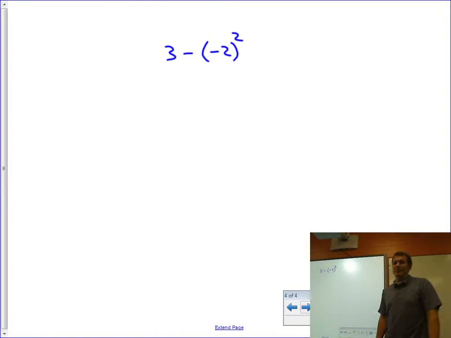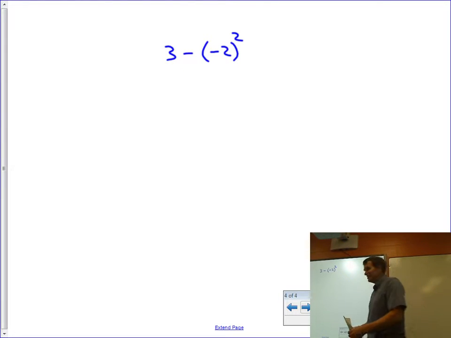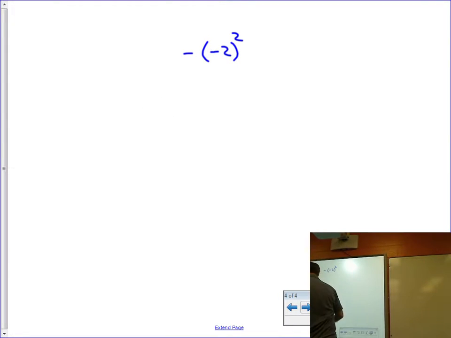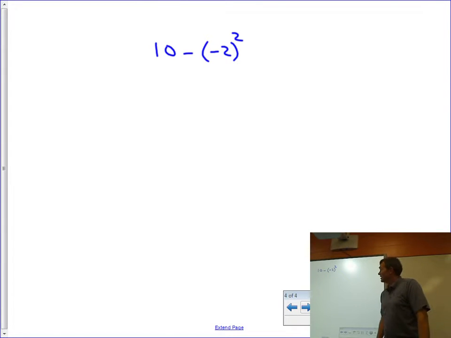This is an example that I often see students get incorrect. The two possible answers here, you know what, I'm going to change the 3. I'm going to make it a 10 instead. The two possible answers to this problem are 6 or 14. And I often see people get the wrong answer on this because they mess up the signs.